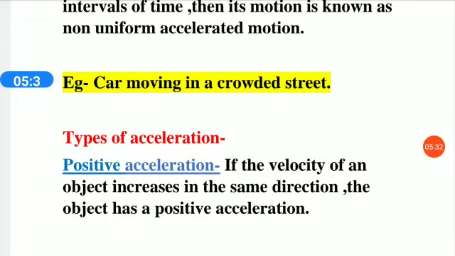This is an example of non-uniform accelerated motion. Types of acceleration. Two kinds of acceleration are there.